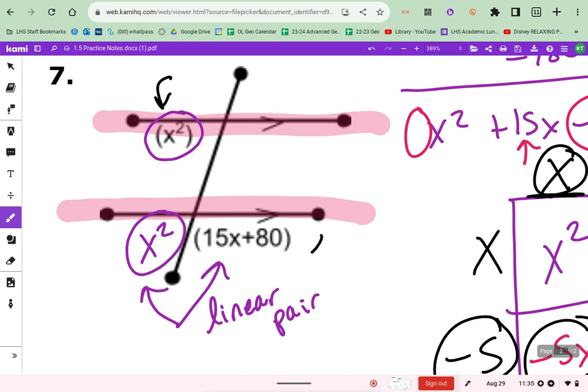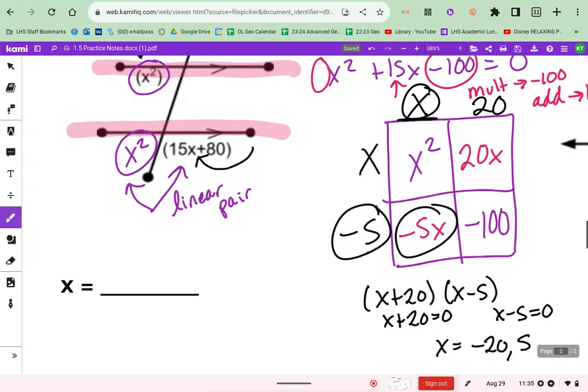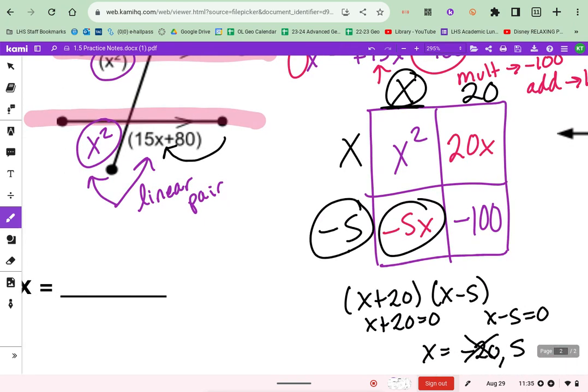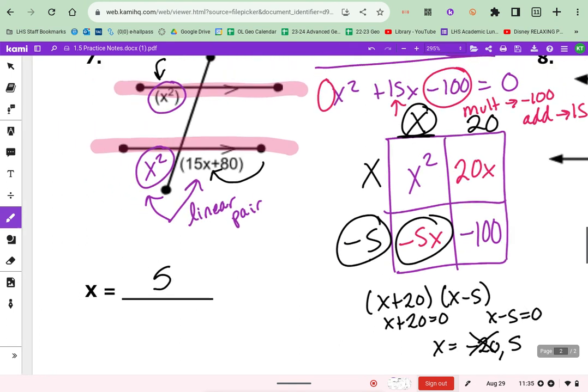Also, if you had plugged it in down here, 15 times negative 20 plus 80, you would have gotten a negative angle. Can angles be negative? No. Also no. So negative 20 is not a good solution, but if you plug in 5 in both places, you'll get positive angles that are less than 180. So x equals 5 is your only solution.